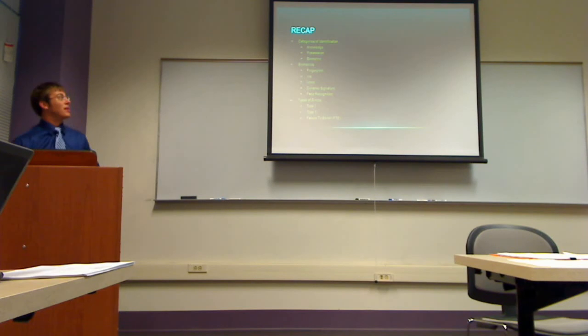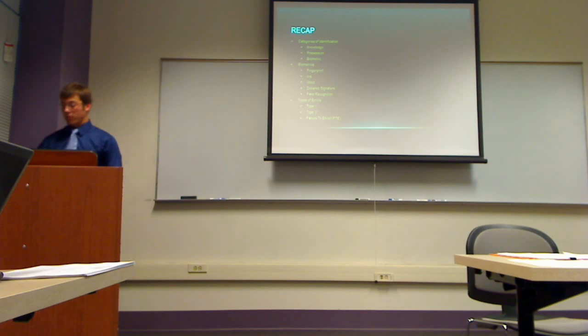So to recap, I discussed the 3 categories of identification, which are knowledge, possession, and biometric. And I also discussed the 5 types of biometric, which are fingerprint, iris, voice, dynamic signature, and face recognition, as well as the 3 types of errors, type 1, type 2, and failure to enroll.